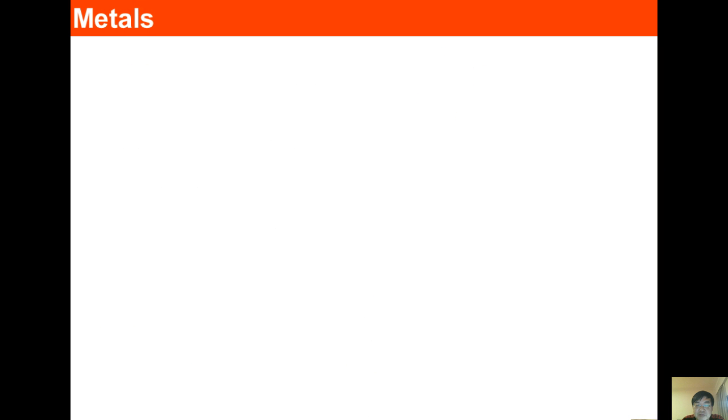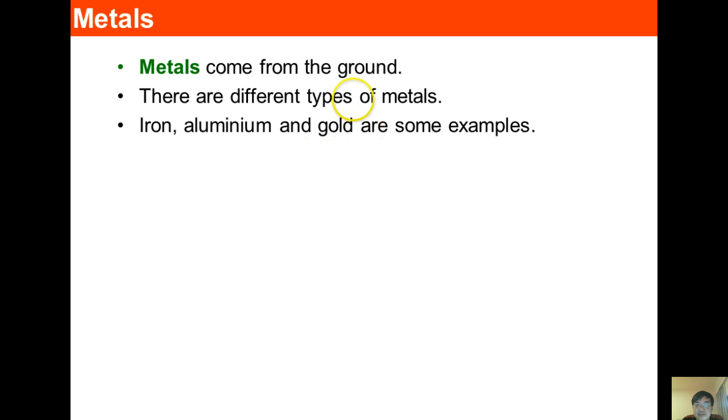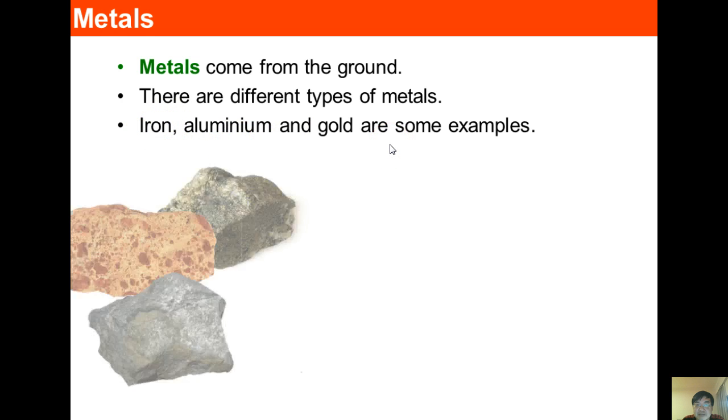Metal is most commonly used if you need something strong to withstand buildings. Of course, most parts of the building frames and columns have metals inside. Metals come from the ground. There are different types of metals, for example iron, aluminium, and gold. These are just some examples.